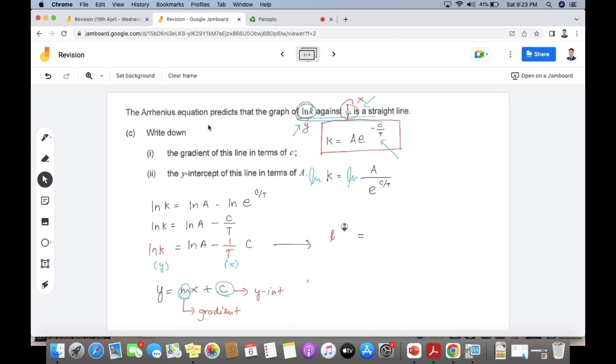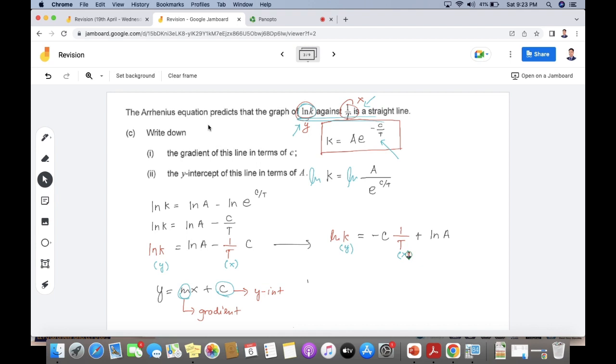ln of k, then you have negative c times 1 over t, then you have plus ln of a. Okay, so again, remember that this serves as our y and this serves as our x.